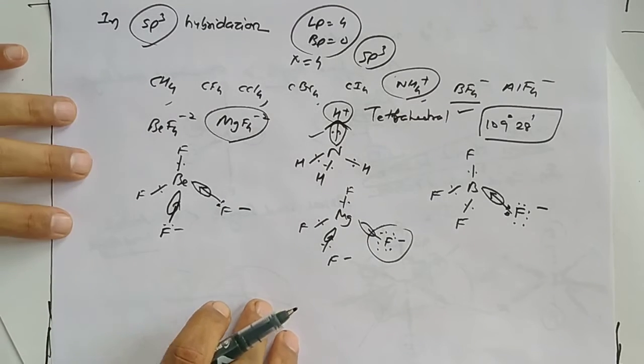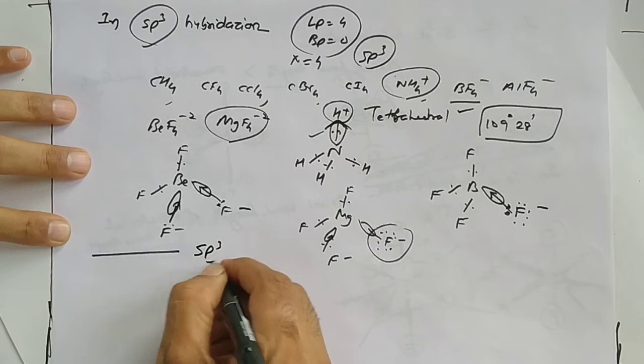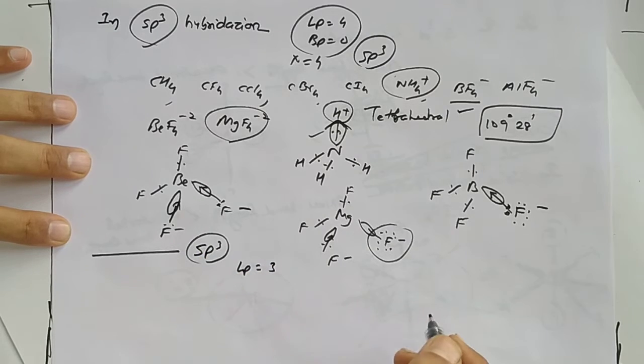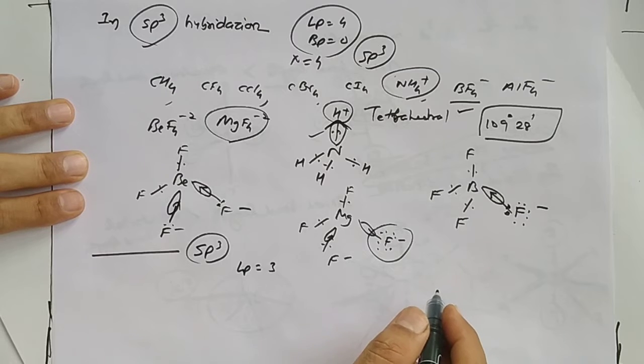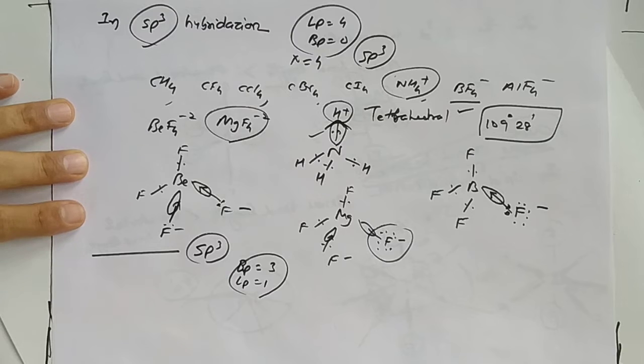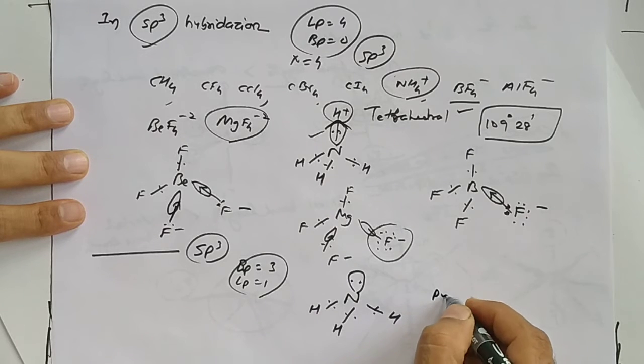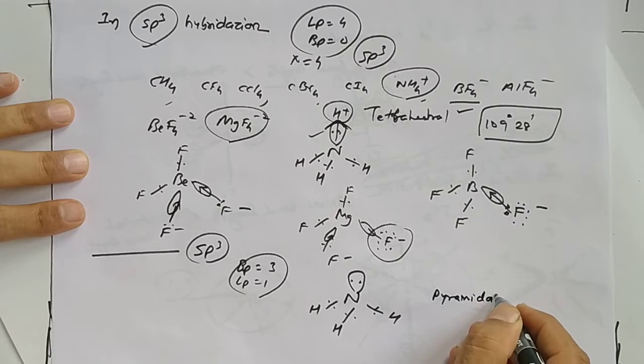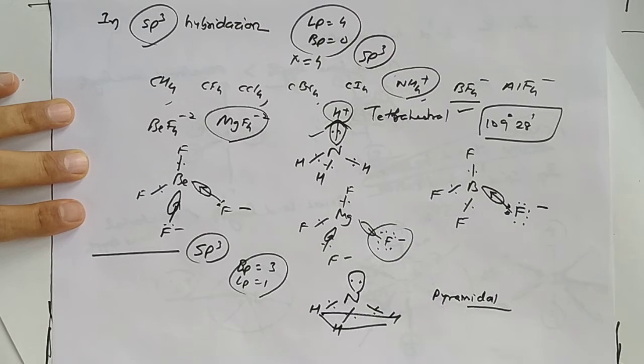Sometimes in sp3 hybridization, bonding pair is 3 and lone pair is 1. In this case we take the example of ammonia. Bonding pair 3, lone pair 1. So now the shape is not tetrahedral but pyramidal. Yes, a pyramidal shape occurs.